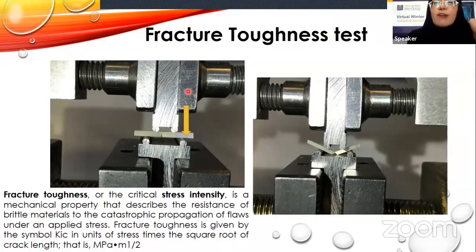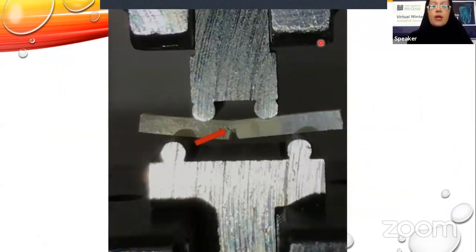The applied force for the fracture toughness test is downward. And here you can see the fracture starts from our pre-prepared crack. Here the pathway of the crack is obvious.